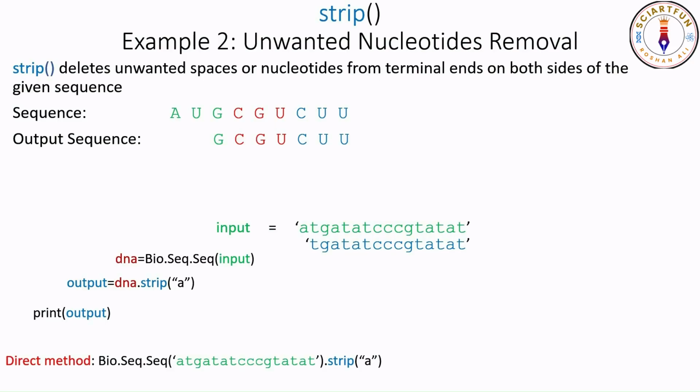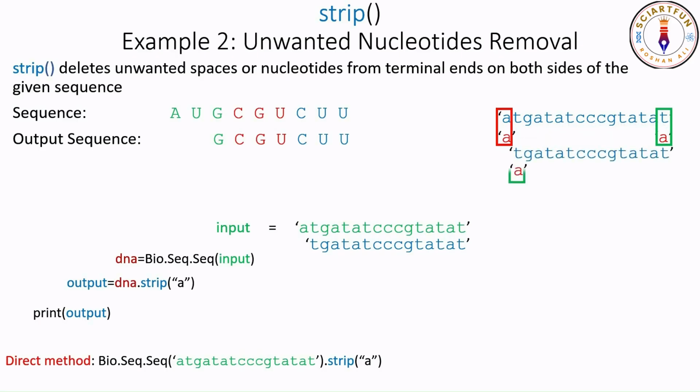Let me explain how it works. This is our input sequence. First, it will match A on both the ends of the given sequence. If it finds one, it will delete it. As you can see, there is an A at the left end of the sequence, so that A will be removed, but on the right side we have T, so it will not be removed. And also, the method will stop looking for A at this end anymore. You will be left with this sequence now.